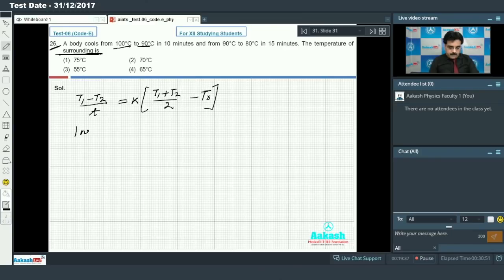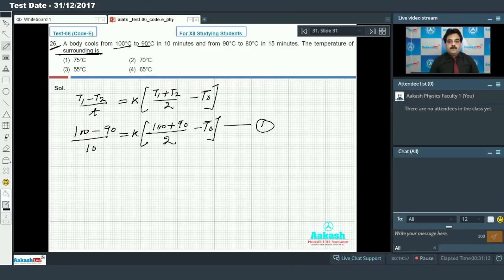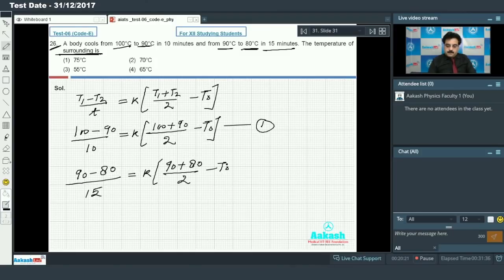So first I will write the value of T1 is 100 and T2 is 90, time T is 10, and K times (100 plus 90) divided by 2 minus the temperature of the surrounding. So this is my relation number 1. And now I am going to take the second condition. In this, T1 is 90, T2 is 80, so we'll write 90 minus 80 and time T is 15 minutes, constant K times (90 plus 80) divided by 2 minus the temperature of the surrounding, and this is my relation number 2.